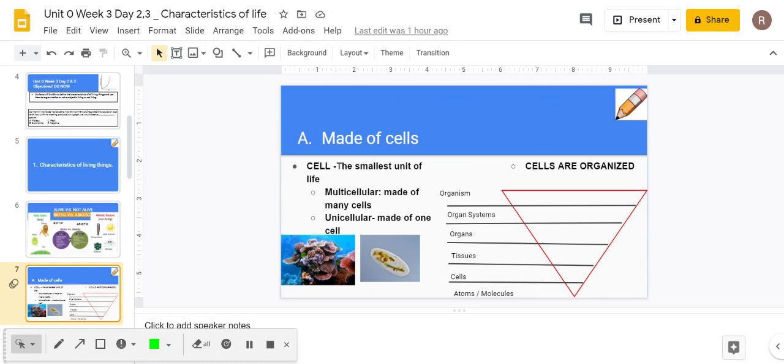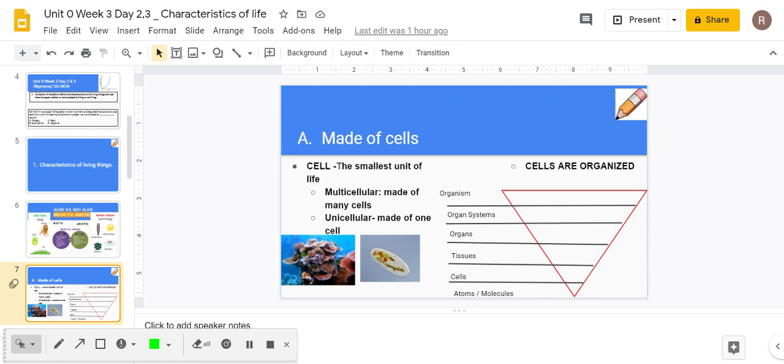The first thing on the list is that living things must be made of cells. You can be made of one cell or you can be made of multiple cells, but living things must be made of cells. When a living thing is only made of one cell, we call that unicellular. The root word uni, U-N-I, means one.